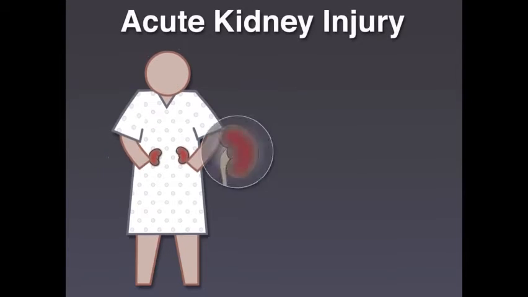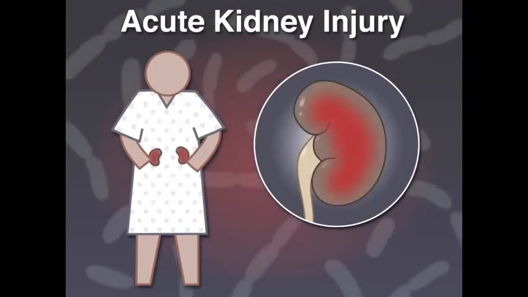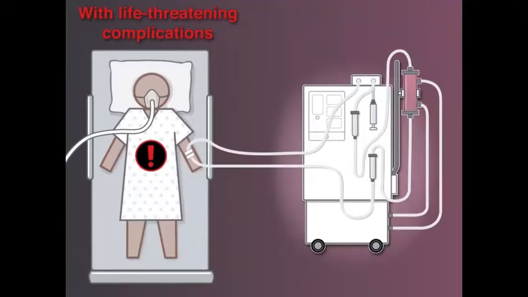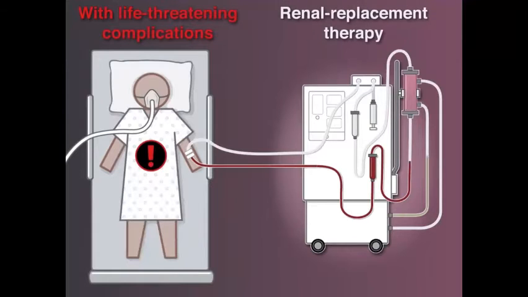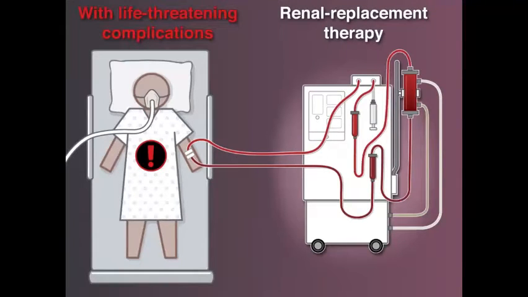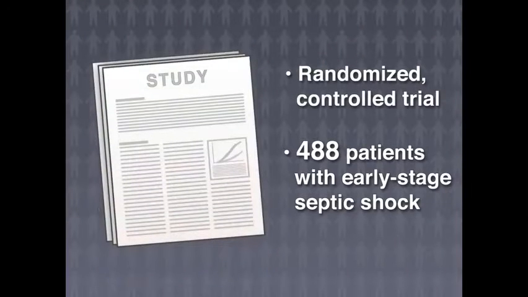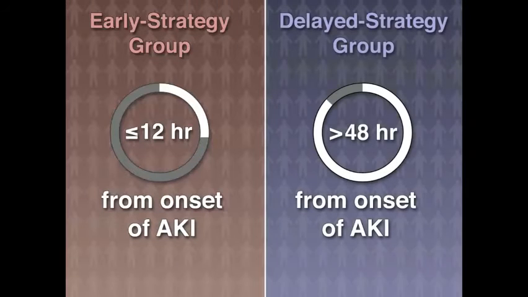Acute kidney injury is the most frequent complication in patients with septic shock and is associated with high mortality. Patients with life-threatening complications from acute kidney injury typically undergo renal replacement therapy on an urgent basis. However, in critically ill patients without life-threatening complications, the optimal time for initiating renal replacement therapy remains controversial. In this randomized controlled trial, 488 patients with early-stage septic shock and severe acute kidney injury were assigned to undergo renal replacement therapy either early, within 12 hours after the onset of acute kidney injury, or after a delay of 48 hours.